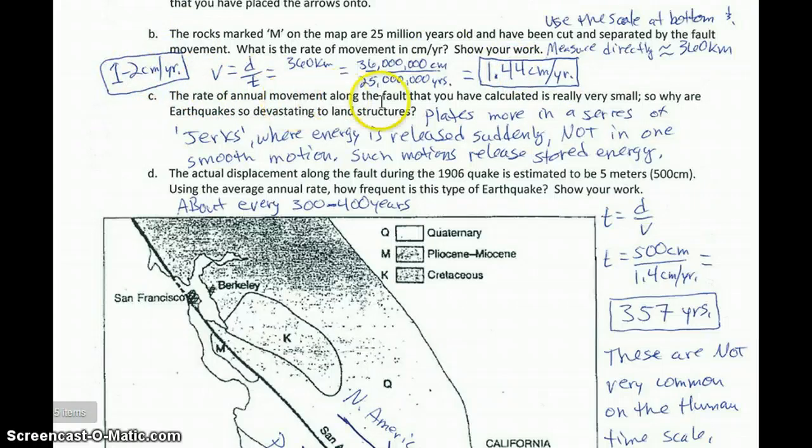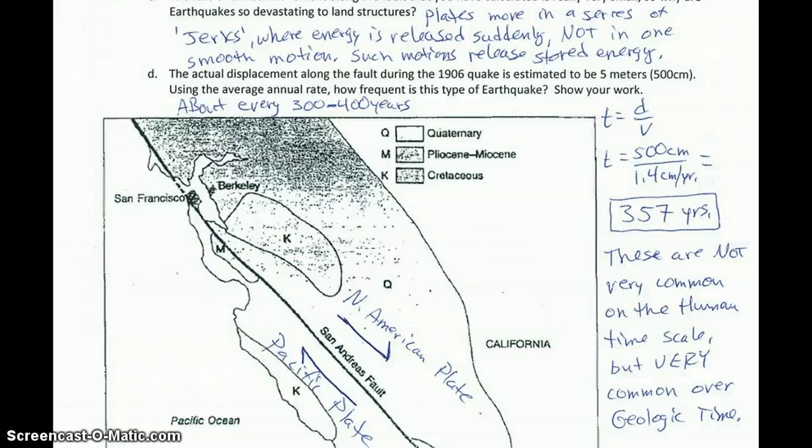So the rate of annual movement along a fault that you calculated is really very small. So why are earthquakes so devastating to land features or land structures? Well, plates move in a series of jerks. They're sudden energy releases, right? This energy is released very suddenly, not in one smooth motion. So such motions release stored energy. And this is tremendous amounts of energy. So when they move very abruptly, they release pent-up energy that's been stored for hundreds, thousands, tens of thousands, even up to millions of years.